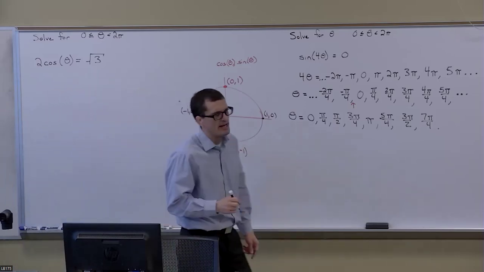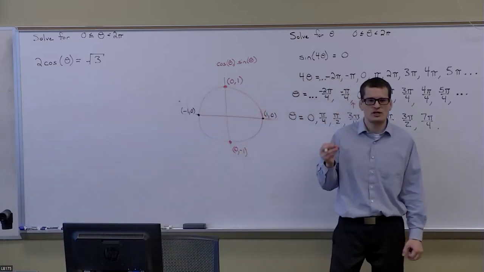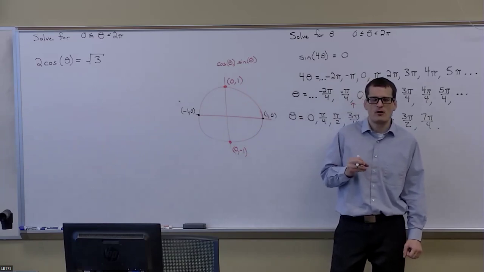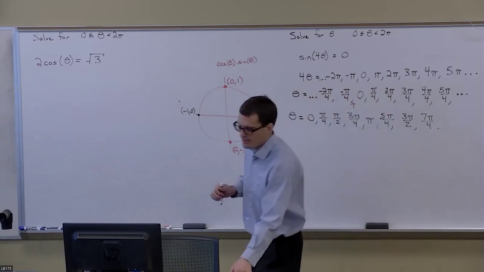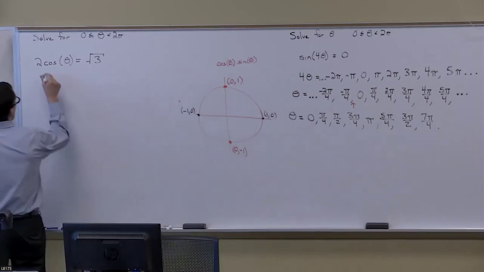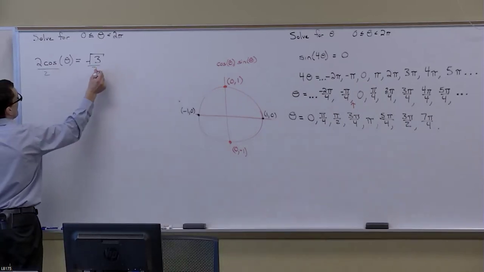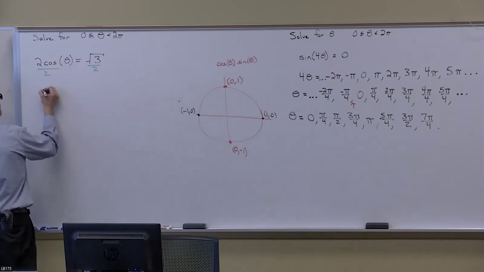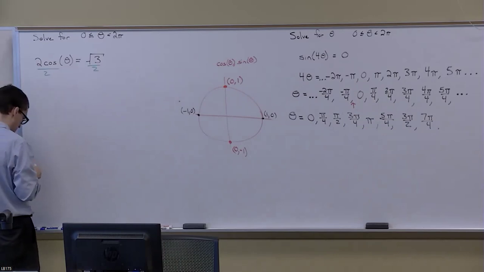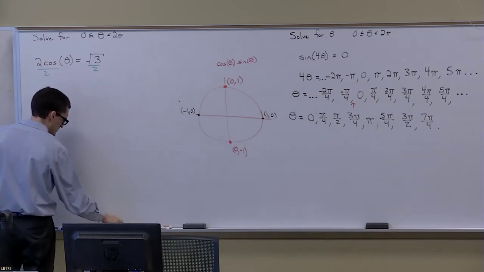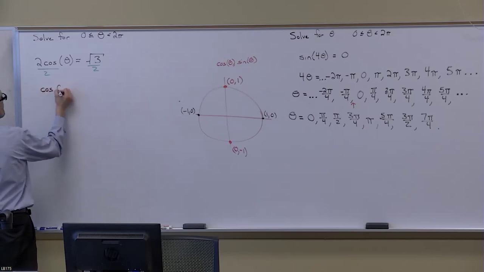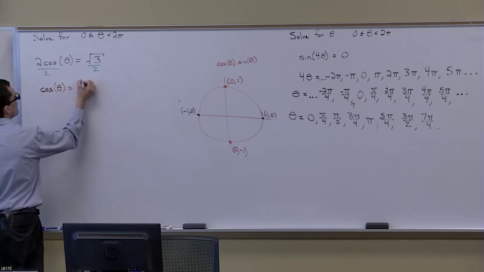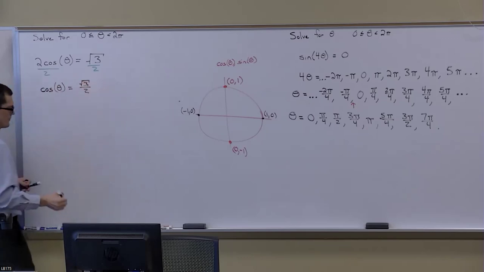All right, so I'm going to treat my trig function like a variable. I'm trying to isolate that trig function, get the trig function equal to a number. In this case, that means we have to divide both sides by 2. So that will give me cosine of theta is equal to the square root of 3 over 2.